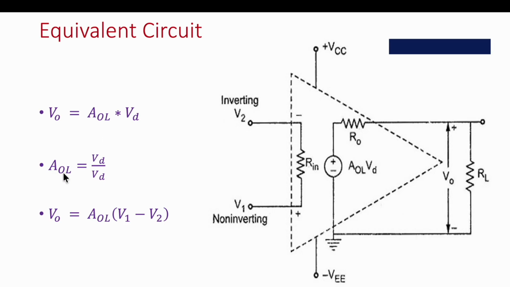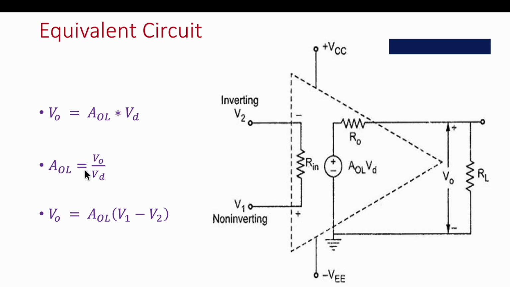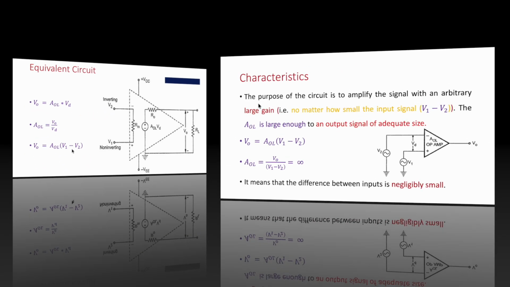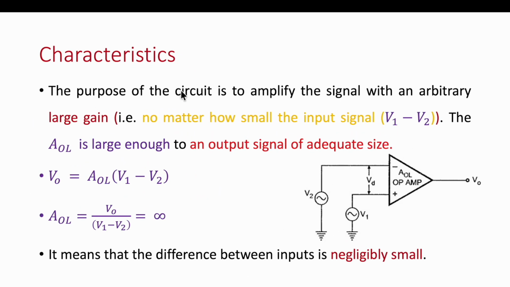You can rearrange this equation in this format: the open loop gain is the ratio of the output voltage divided by the voltage difference VD. Or you can say that the output voltage is equal to the open loop gain multiplied by the voltage difference, which is the difference between the inverting and the non-inverting terminal. If we look at the characteristics of the device, the purpose of the circuit is to amplify the signal with an arbitrarily large gain, no matter how small the input signal. The open loop gain is large enough to give an output signal of adequate size.